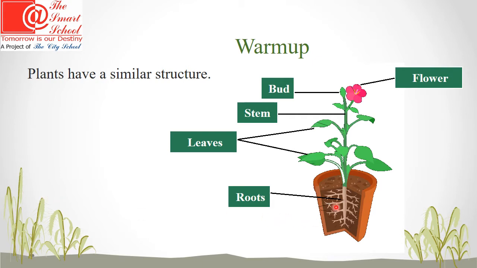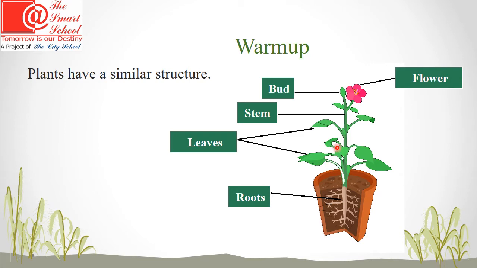Roots hold a plant in place in the ground. They also take in water and minerals from the soil. Stems support the plant above the ground, and hold leaves, which are the place where photosynthesis takes place in the plant.